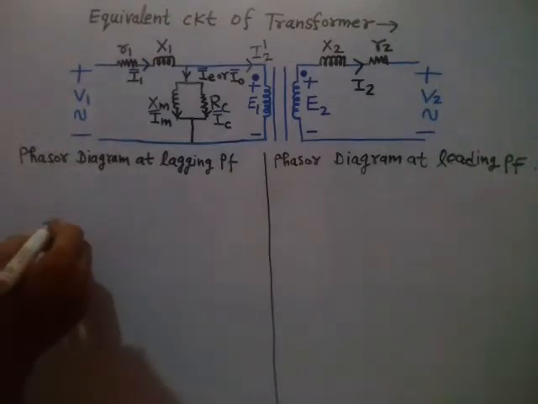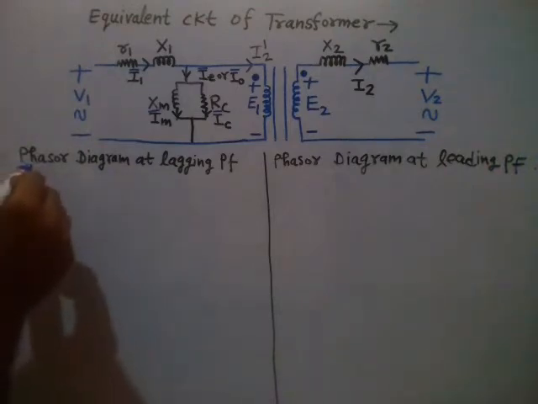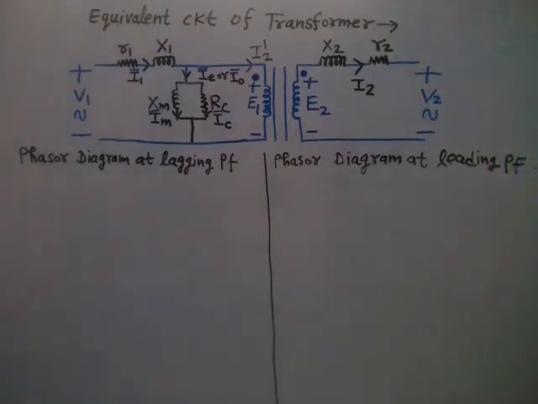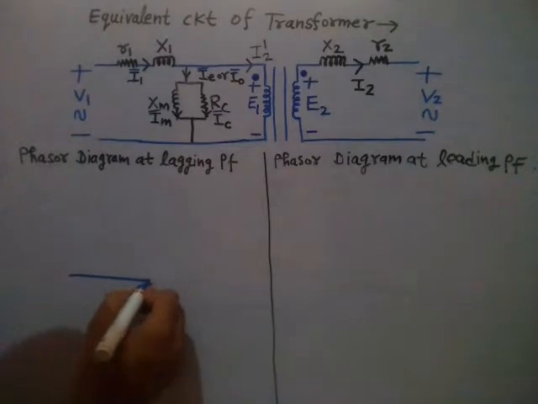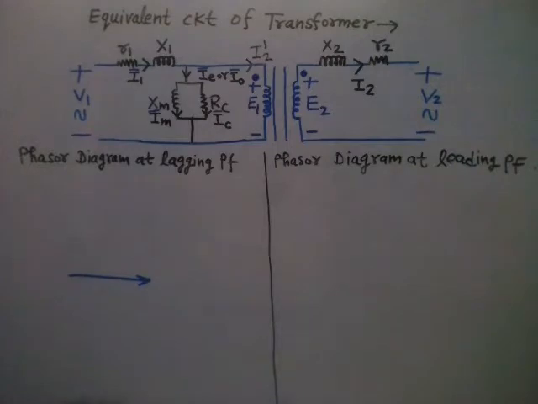So now let me first draw the phasor diagram at the lagging condition, right? In lagging condition, draw the V2 and I2. I2 will be lagging V2, right? So simply I am drawing V2. V2 is the reference phasor, so just draw it horizontally like this, right? Draw it horizontally like this.